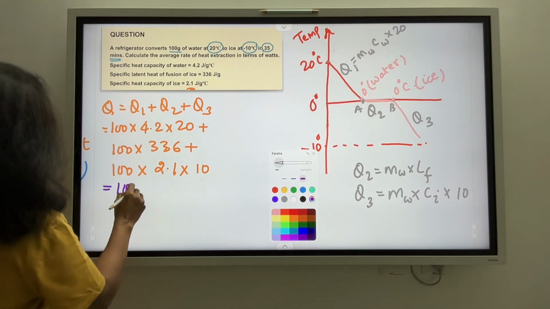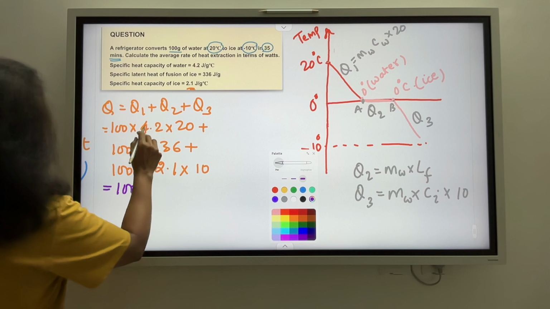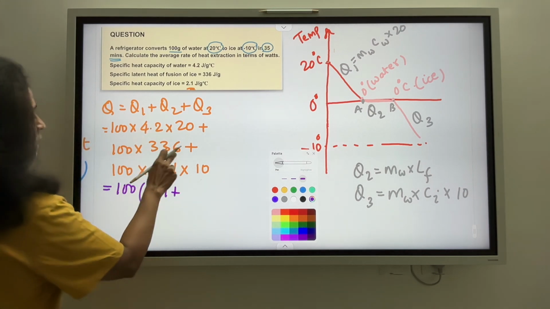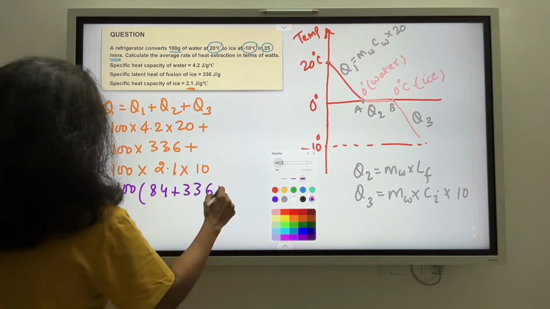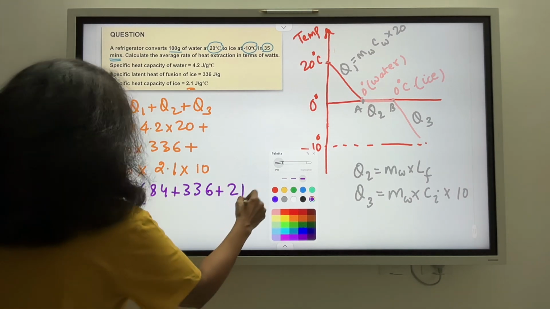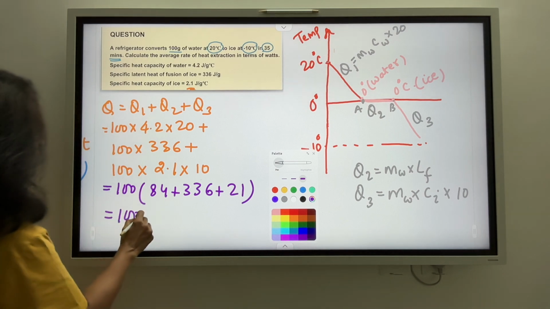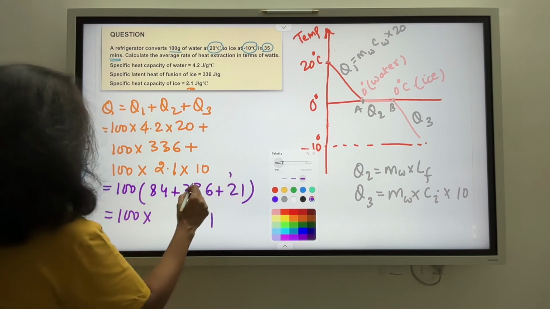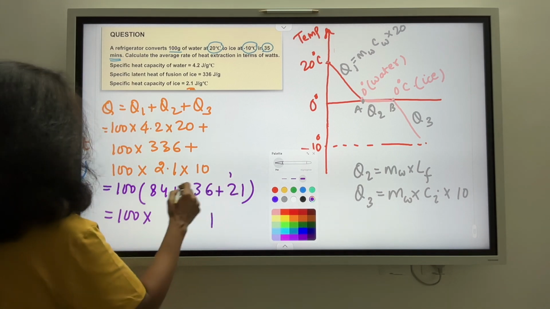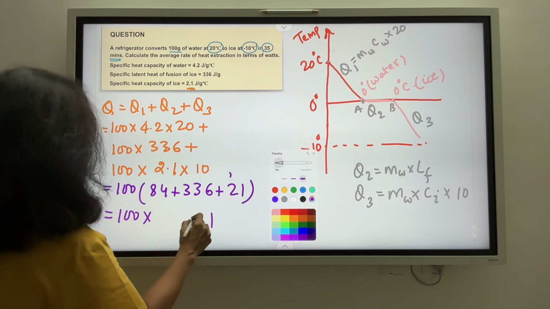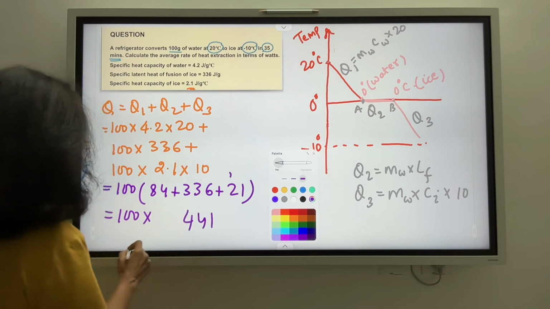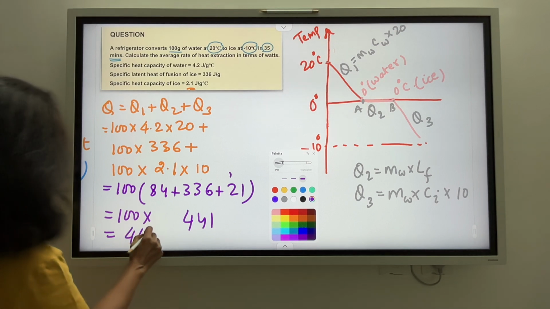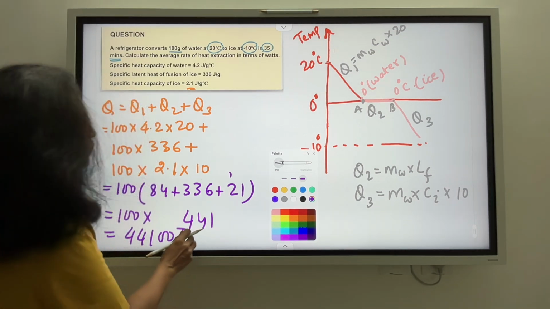Let's take 100 common. So what do we have here? For 4.2 into 20 is 84, plus 336, and 2.1 into 10 is 21. So what do we get here? 100 into 5, 6 and 4, 10, 11, 1, 1, 3 and 3, 6, 6 and 8, 14, 4, 1, 4, 41. So my value here for my energy is 44100 joules of energy here.